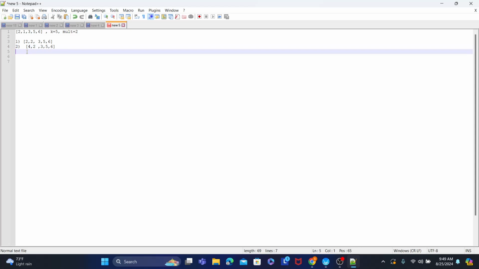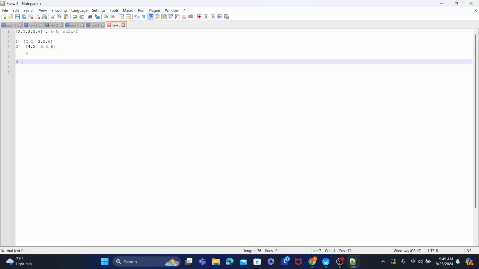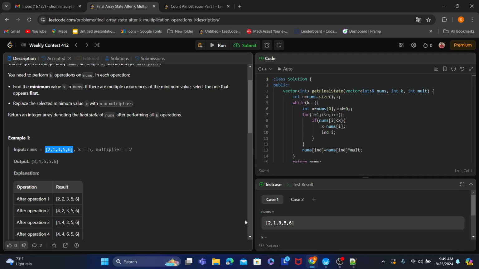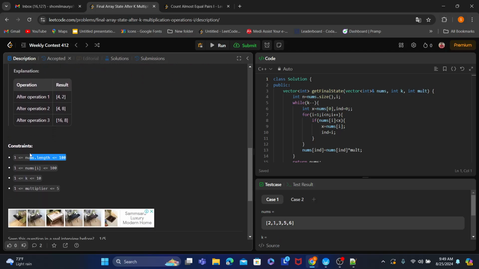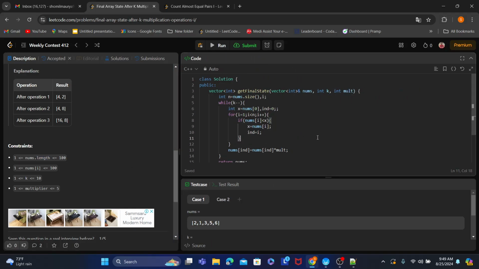Again 2, 3, 5, 6. So we will go on for k steps, and after the last step, whatever array we have generated, we would need to return. So you can see the constraints are very small. You can do brute force. Nums length is 100 only, so n square would definitely work. So we can choose an n square solution.